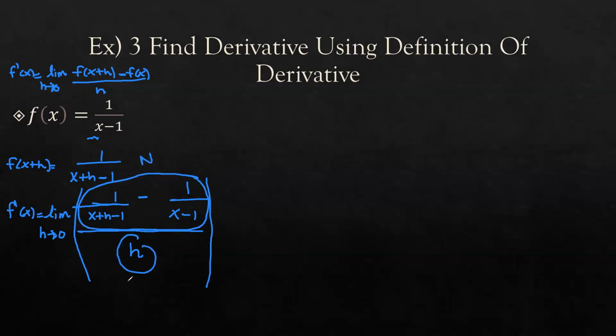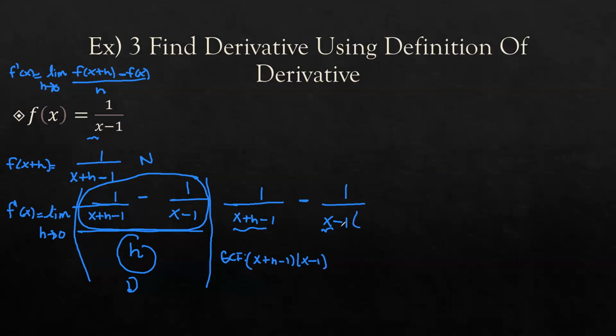This whole thing is your numerator. This whole thing is your denominator. What I would do, to make life easier, is simplify the numerator. So on the numerator, we have 1 over x plus h minus 1 minus 1 over x minus 1. When you're subtracting fractions, you really do need a common denominator. So it's actually x plus h minus 1 times x minus 1.